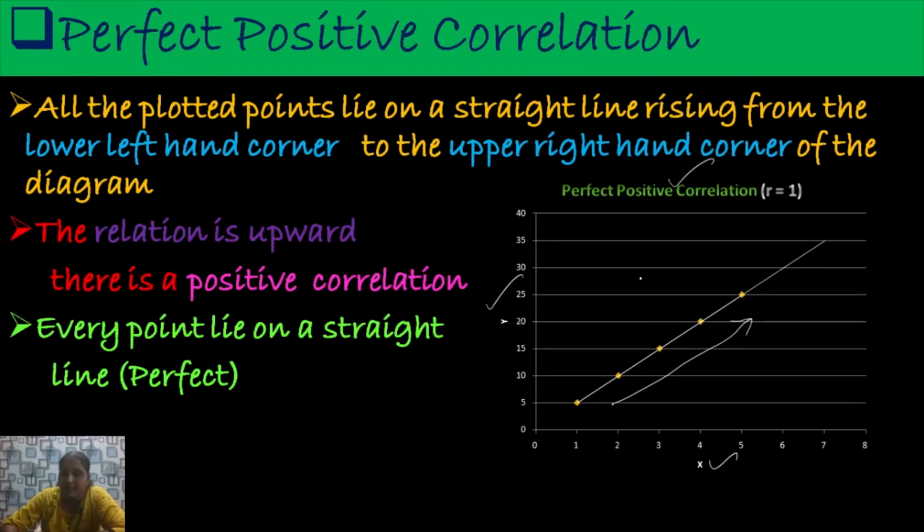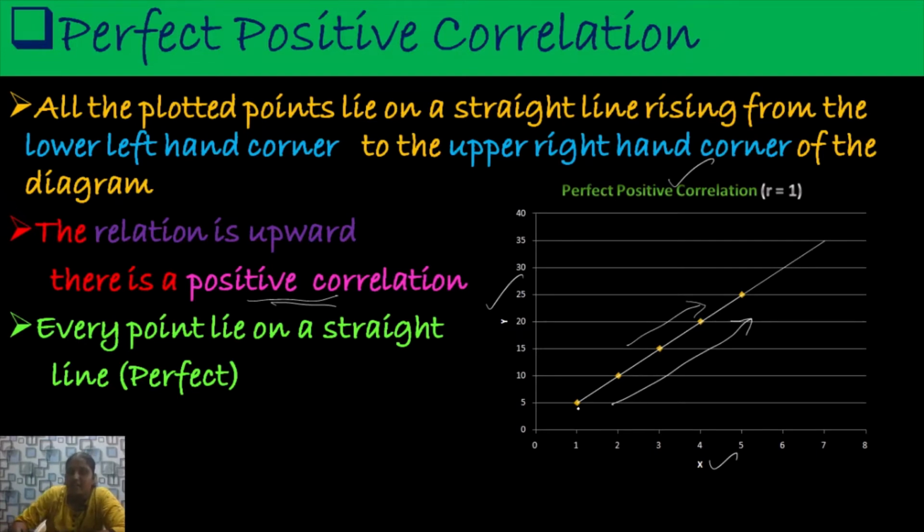Look at here, there is an upward movement. If there is an upward movement, which means there is a positive correlation. If it is a downward movement, that is negative. So if the relation is upward, there is a positive correlation.